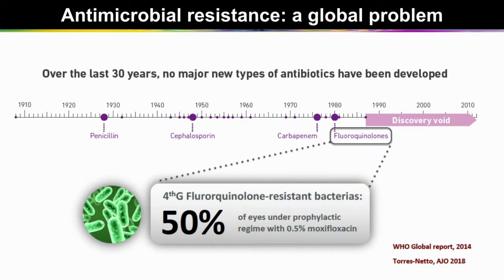We know that antimicrobial resistance has been a global problem in medicine. Over the past few decades, no major new types of antibiotics have been developed. Take, for instance, in ophthalmology, fourth-generation fluoroquinolones have been used widely for prophylaxis, and we have been observing an increase in resistance for both gram-positive and gram-negative bacteria.